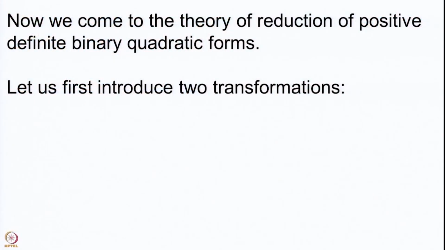So, we are going to obtain the theory of reduction. We are going to start from our given positive definite form and we will apply suitable transformations to obtain a simpler looking form, and this is how we do it. So, we introduce these two transformations, they have special names.